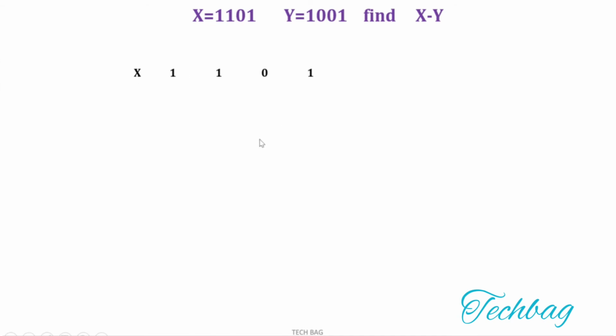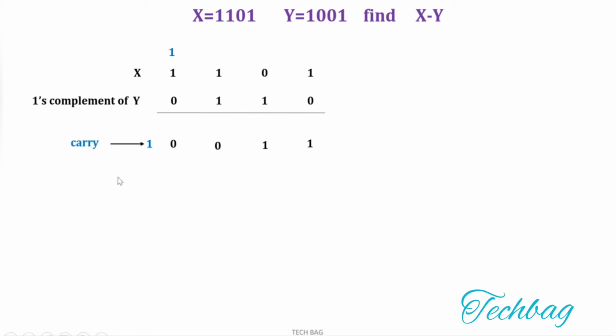Next step, add the 1's complement of Y with X. So X is 1, 1, 0, 1. It is added with the 1's complement of Y, 0, 1, 1, 0. We all know the addition rules. 1 plus 0, 1. 0 plus 1, 1. 1 plus 1, sum 0, carry 1. Again 1 plus 1, sum 0, carry 1. So here we get the end carry, that is the carry at the most significant bit. If there is an end carry, you have to add that end carry to the least significant bit of your answer. So next, add this one here.